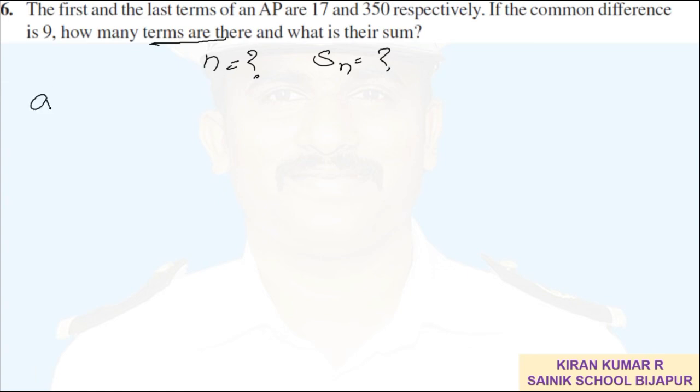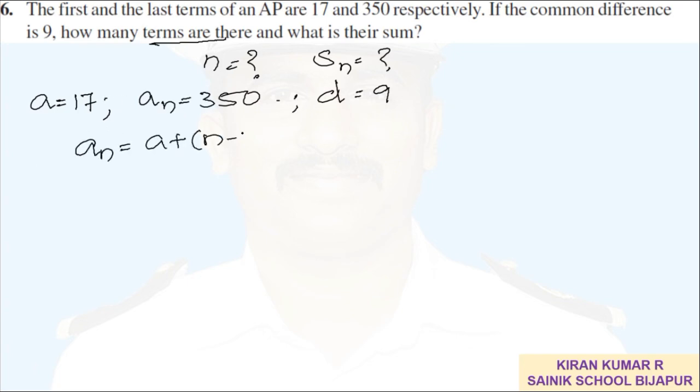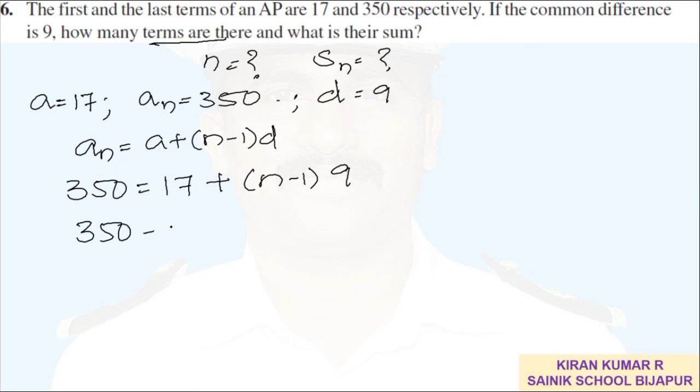Let me consider the first term 17, and the nth term is given as 350 with common difference 9. Alright, an is a plus n minus 1 into d. An value is 350, which is 17 plus n minus 1 into 9. So on simplification, 350 minus 17 plus 9 gives 342, that is 9n. So n will be 342 by 9, which is equal to 38.